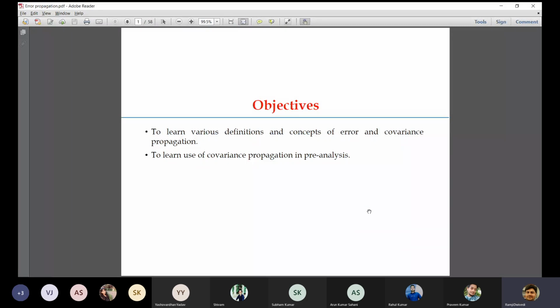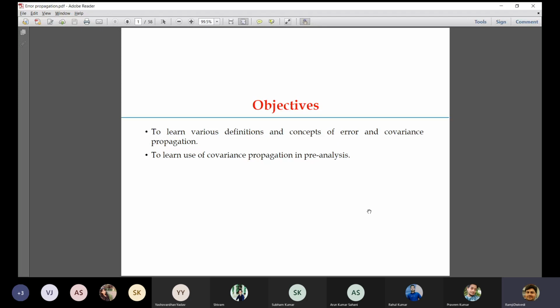But in the case of error propagation of random errors, which we also call variance covariance propagation, we need to be very careful about how the error propagation is generally done. So the objective of this particular content is to learn various definitions and concepts of error and covariance propagation. Please make sure, we are not discussing the error propagation of blunders or gross errors and systematic error.